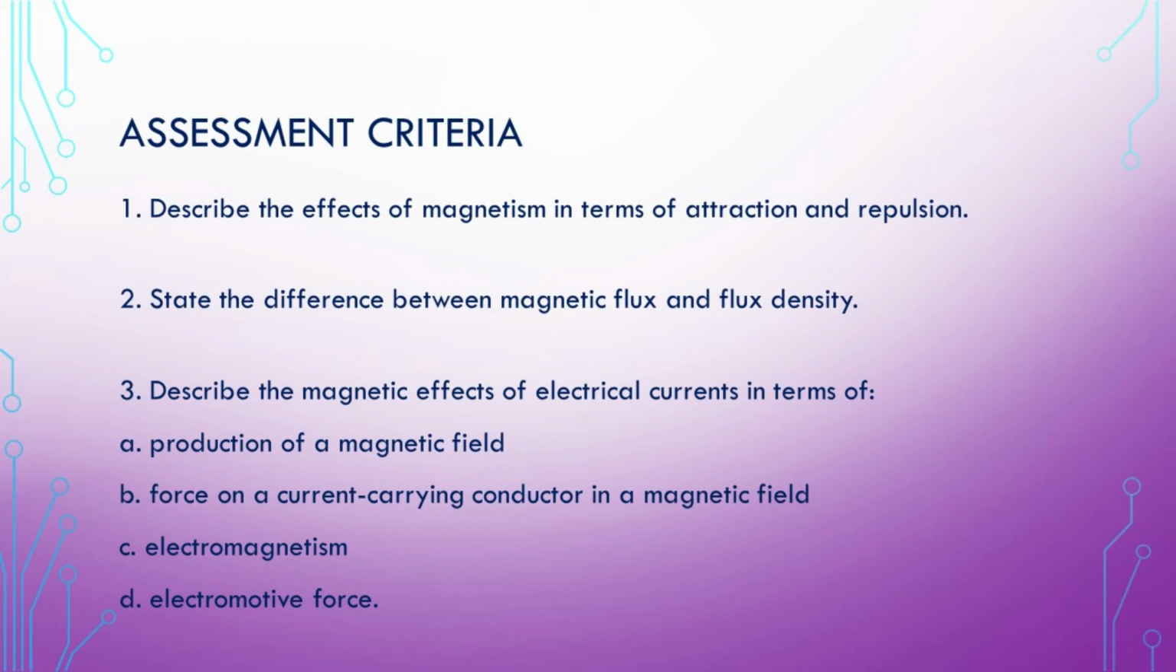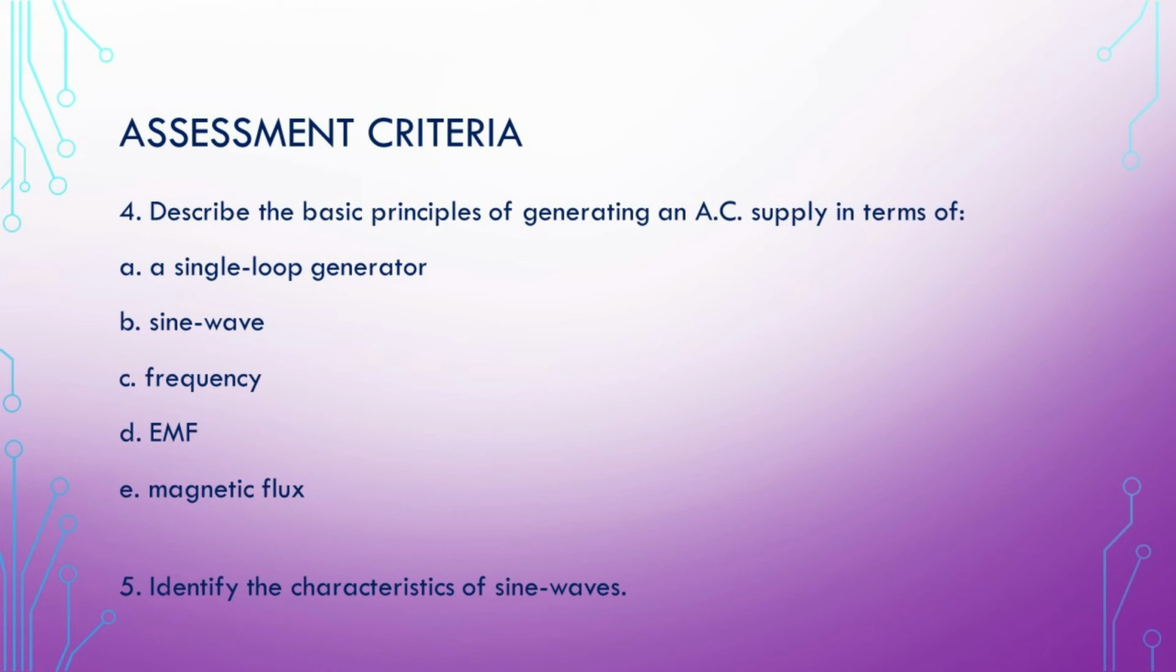Thirdly, describe the magnetic effects of electric currents in terms of A, production of a magnetic field, B, force in a current carrying conductor in a magnetic field, C, electromagnetism, and D, electromotive force. 4 is describe the basic principles of generating an AC supply in terms of A, a single loop generator, B, a sine wave, C, frequency, D, EMF, E, magnetic flux, and number 5, identify the characteristics of sine waves.